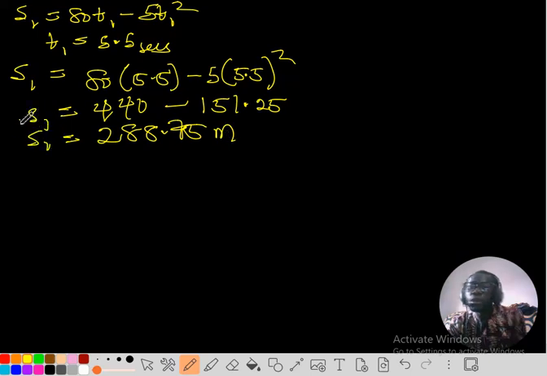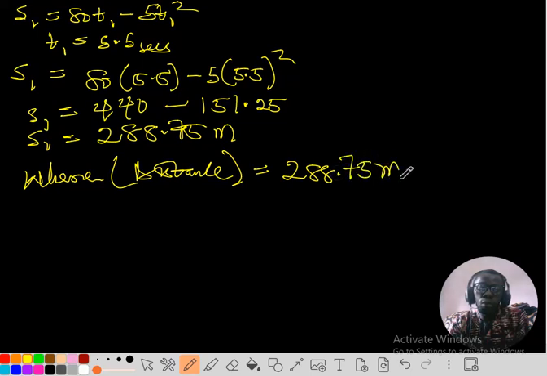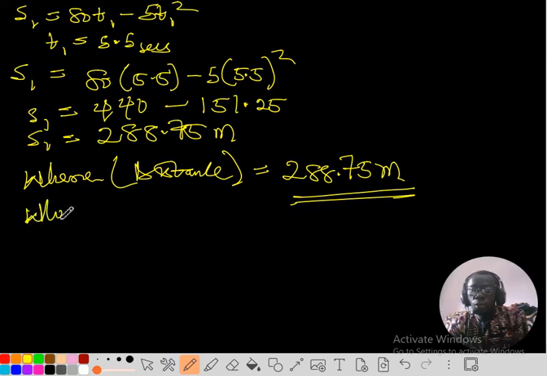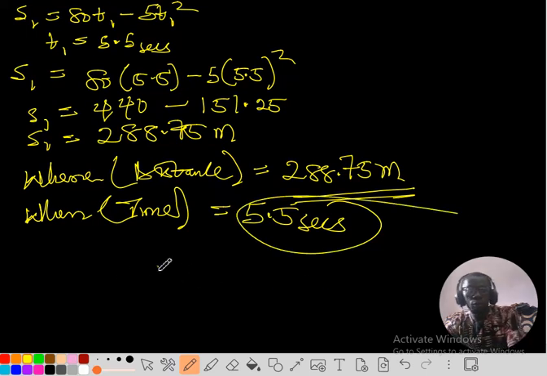So where is talking about distance, that is the distance where the two objects will meet. Where is now 288.75 meters. At this distance the two objects will meet. And when it talks about the time, when the time for the two objects is 5.5 seconds, they will also meet. You can try the other equation, which is equation 2. You will still arrive at 288.75.